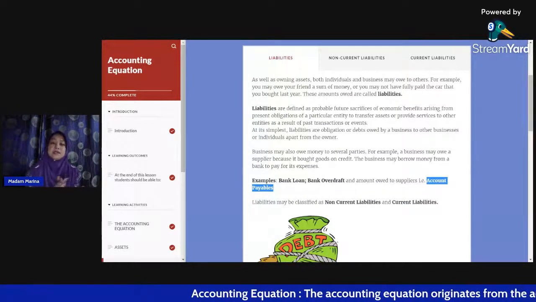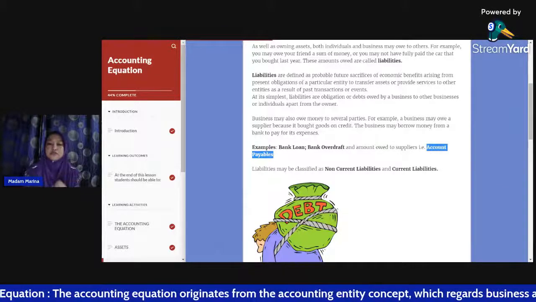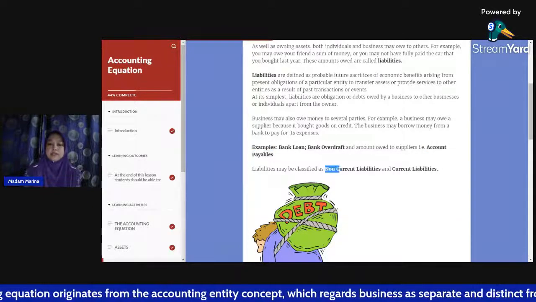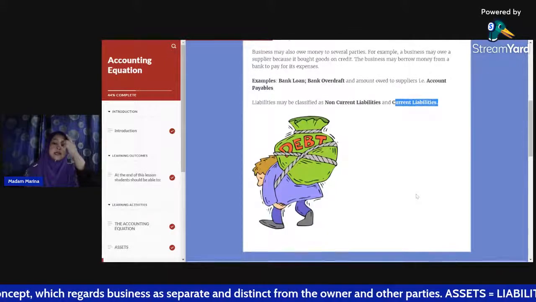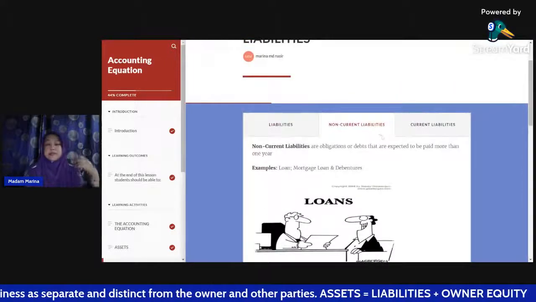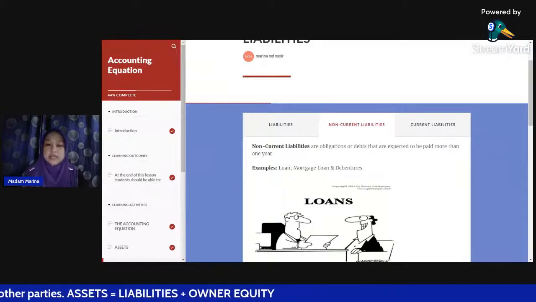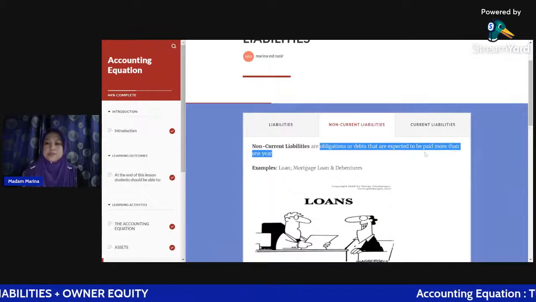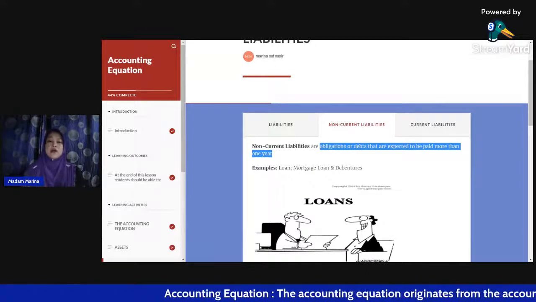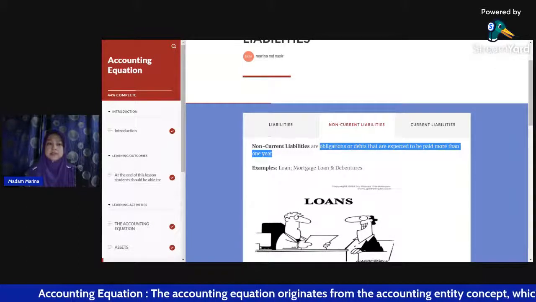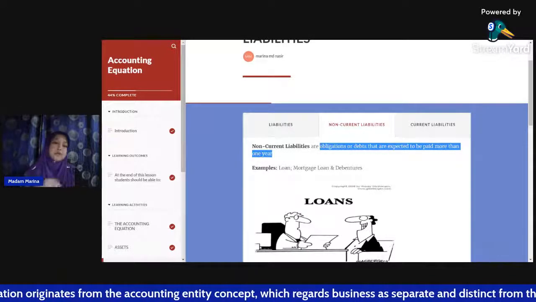Credit supplier lah. So now, liability is also classified into two categories. The first one, non-current liabilities, and the second one is current liability. Let's look at what is the non-current liability. Is that the same as the non-current asset? Non-current liabilities are obligations or debts that are expected to be paid in more than 1 year or more than one accounting period. Obligation that we have to pay back.